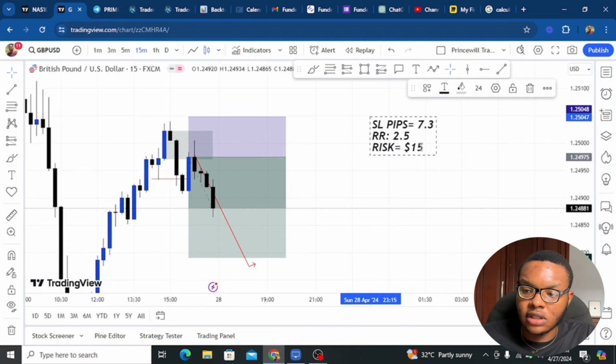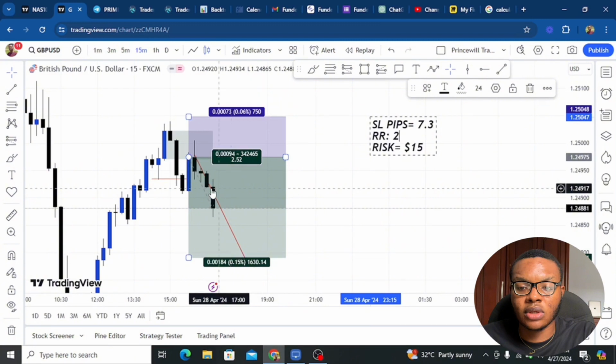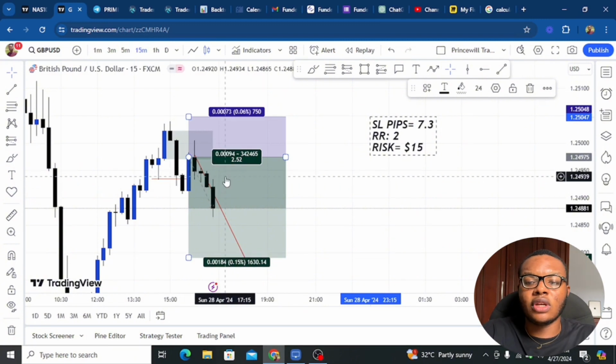Risk could be $15 here. Our risk to reward. What your risk to reward helps you know is how much you stand to make. That's why I taught you how to calculate this. It helps you know how much you stand to make.